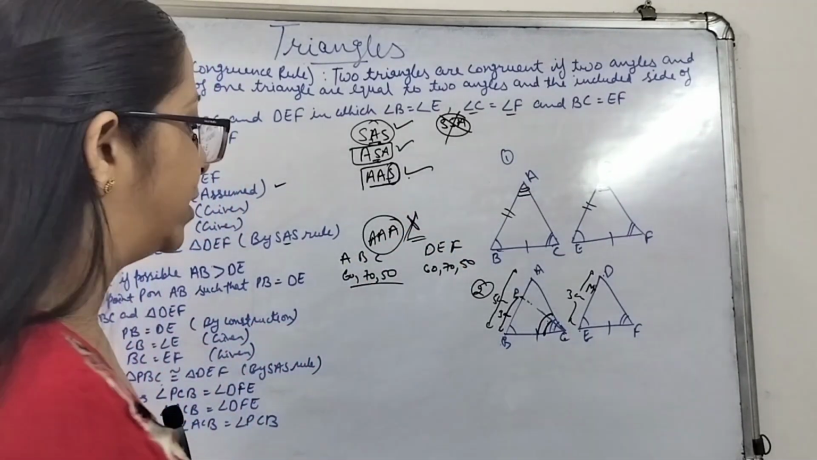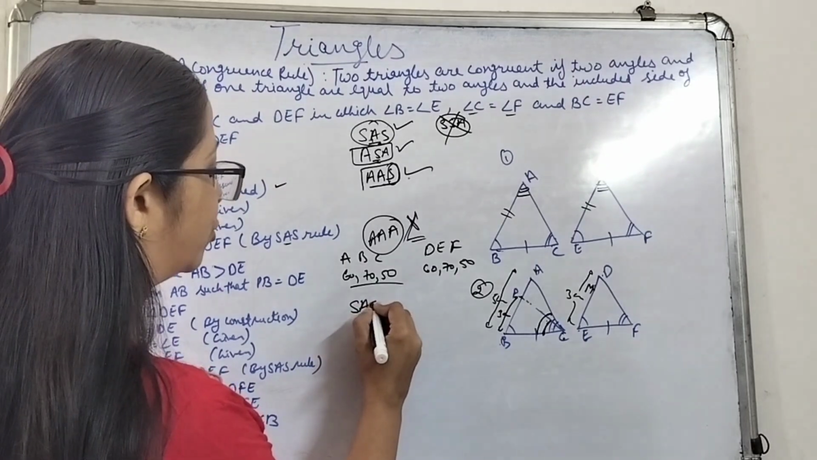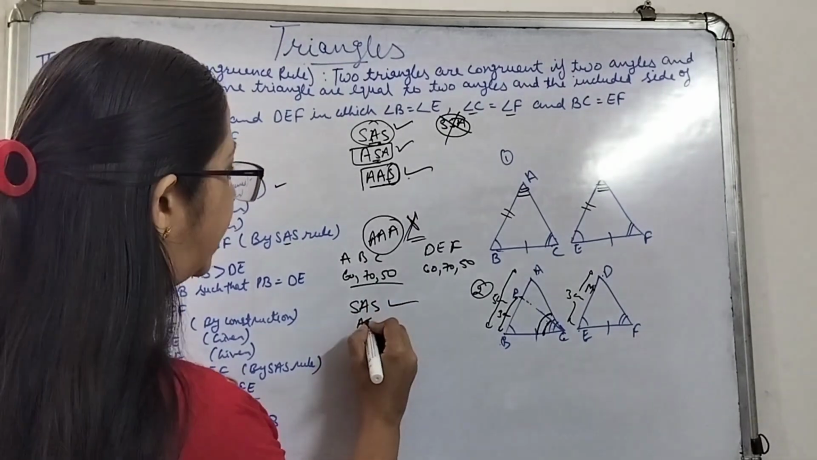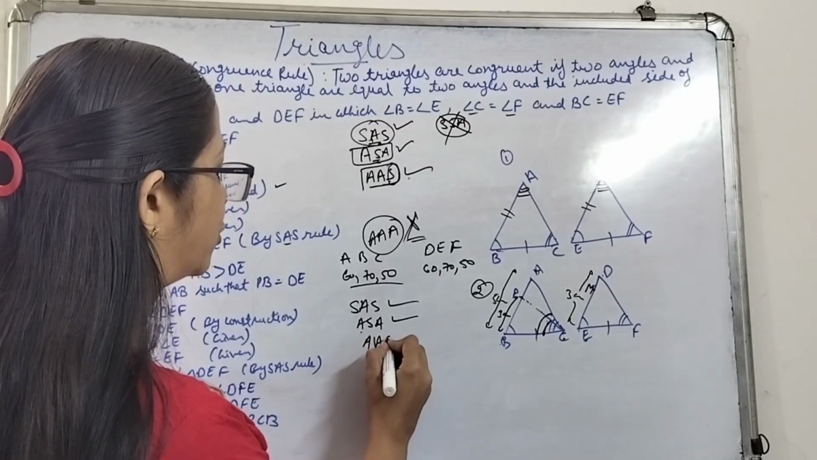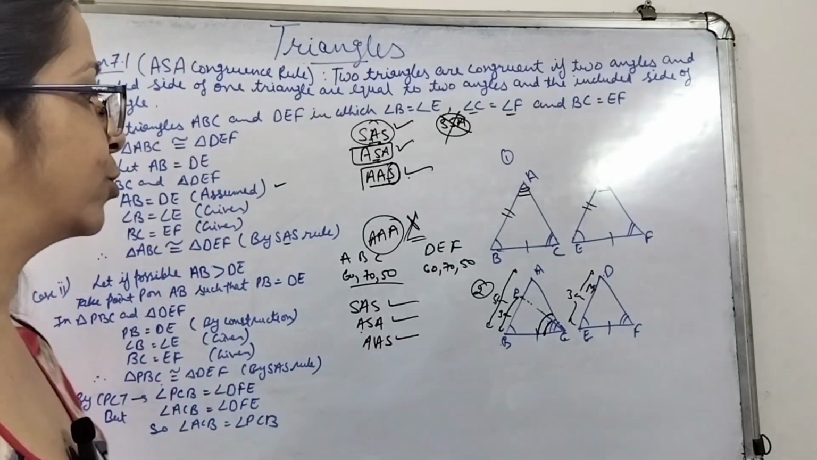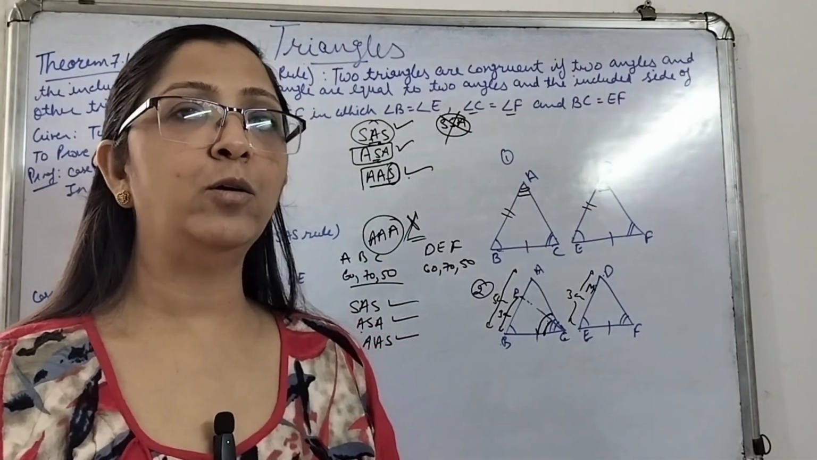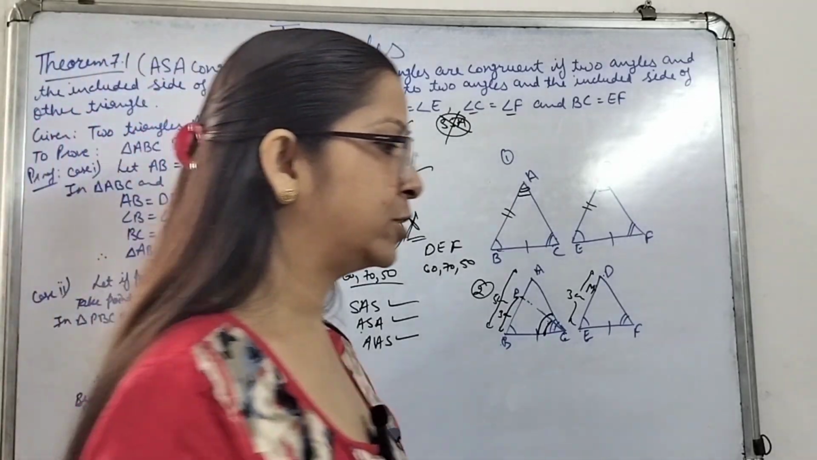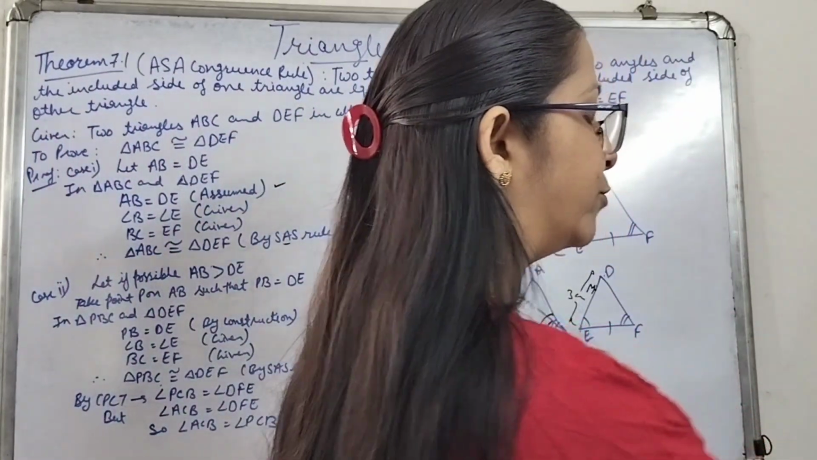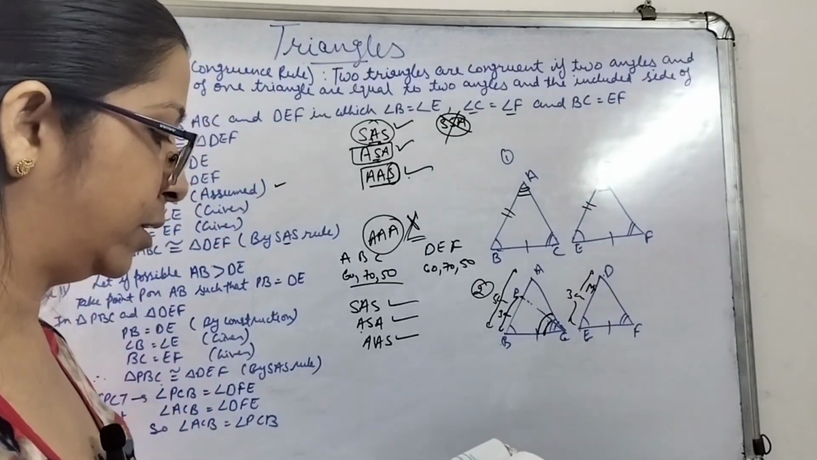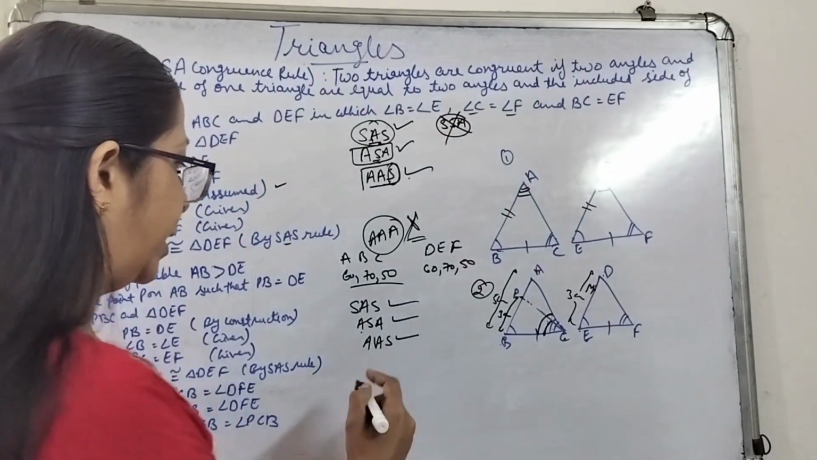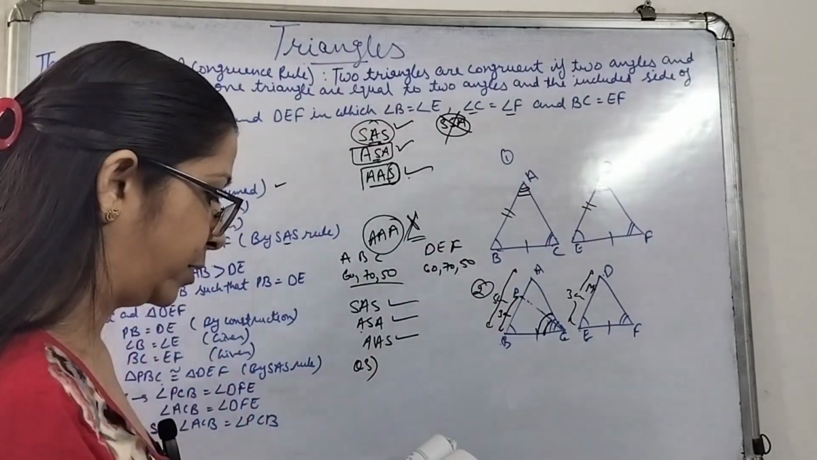So till now what we have learned is SAS congruency, ASA congruency, and along with ASA, AAS also works. So these are the congruencies we have learned till now. We'll be doing more congruencies in this chapter only. So let's see one of the questions from exercise 7.1. Say question number 3.